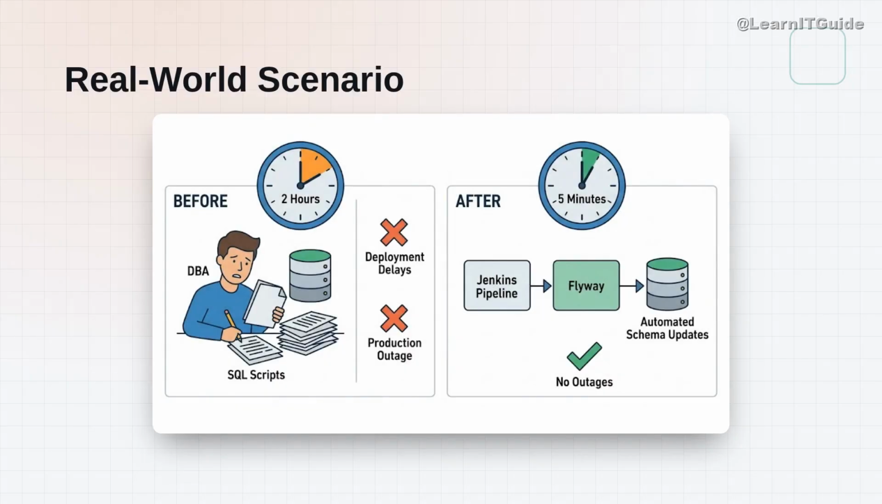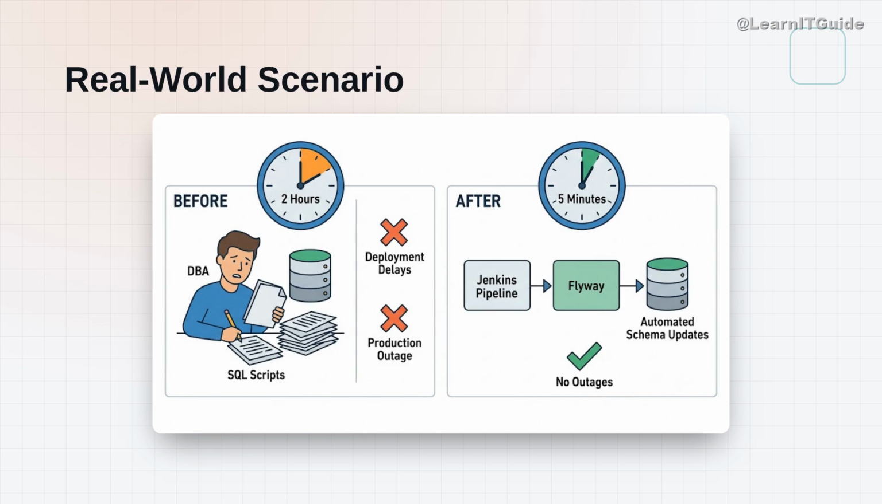Think about an e-commerce retailer with 500,000 active users. They struggled with deployment delays because their database administrator had to manually apply SQL scripts every Friday. By integrating Flyway into their Jenkins pipeline, they automated schema updates. They reduced deployment time from 2 hours to 5 minutes and eliminated all manual schema-related production outages.